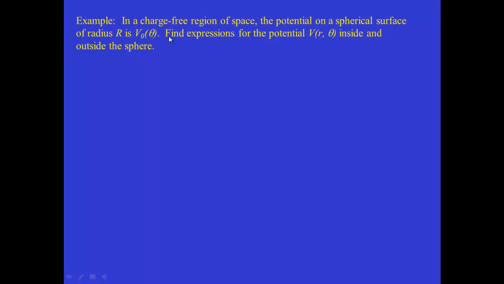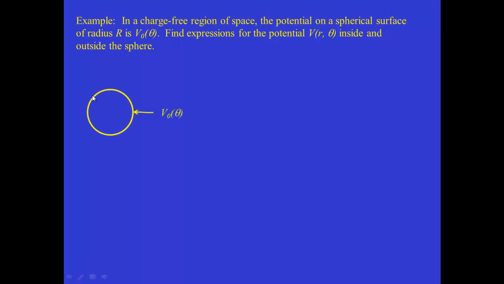All right, so our job is to find expressions for the electric potential V as a function of r and theta inside and outside the sphere. And I didn't say so, but this is going to be a problem involving azimuthal symmetry because it's a sphere and because the potential that's given on the surface of the sphere does not depend on phi. So right away that tells us azimuthal symmetry is in place.